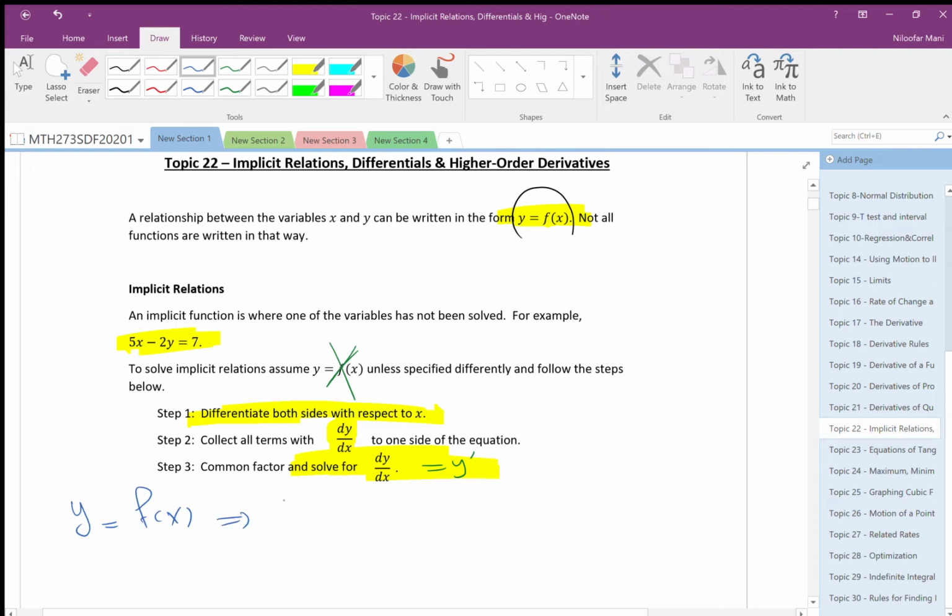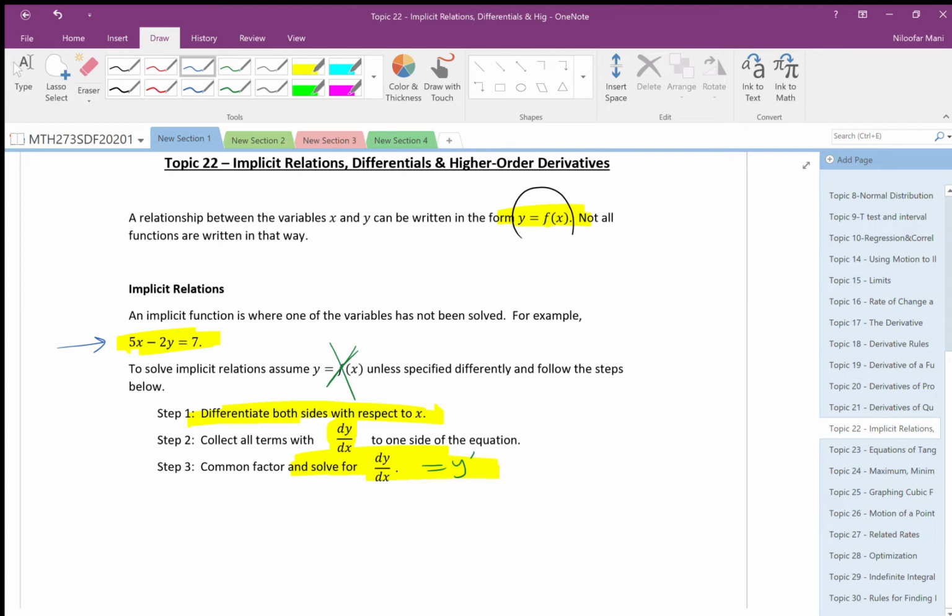See, if I have y equal f of x, then I have y prime equal f prime of x. But right now here I don't have that. Here I have a relationship between x and y. What is my relationship here? 5x minus 2y equals 7. I know here you can solve for y, and you can find the answer.